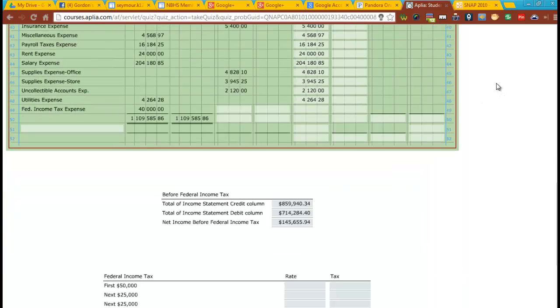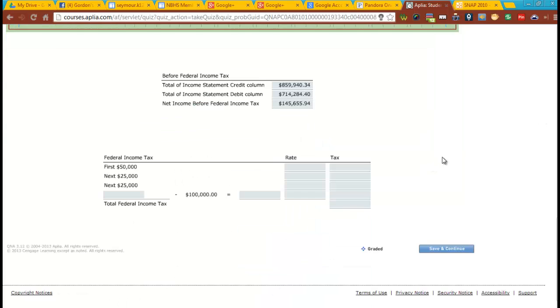and you should have gotten the number for your income statement credit column of $859,940.34. Your income statement debit column should have been $714,284.40. So then when you subtract the two, what is our net income? 145,655. Yes.